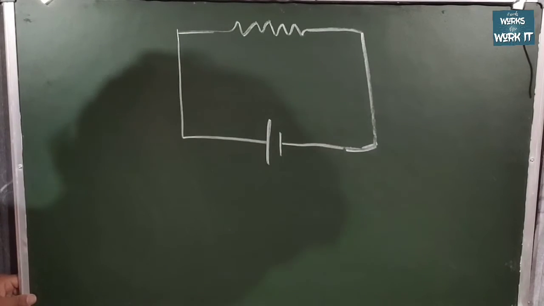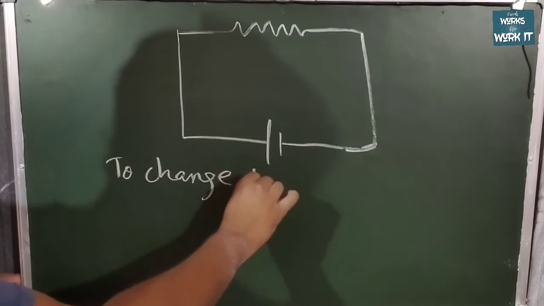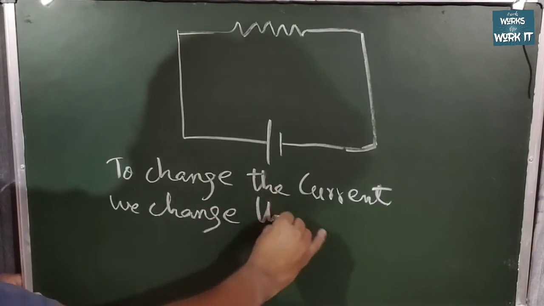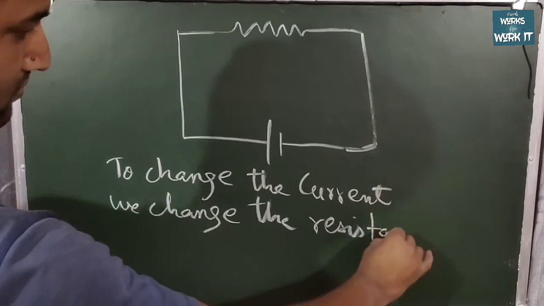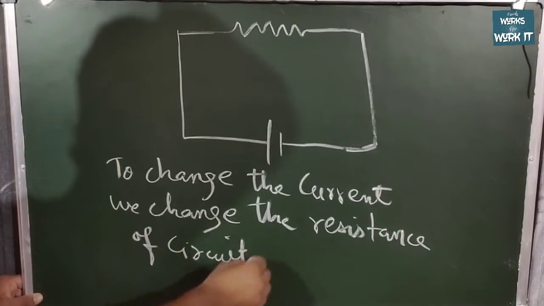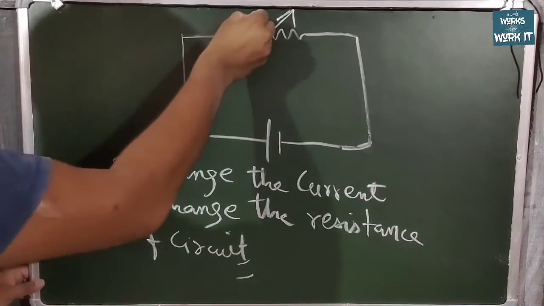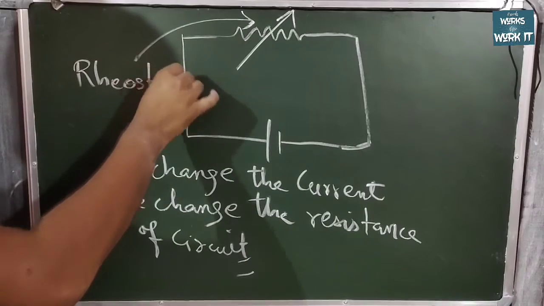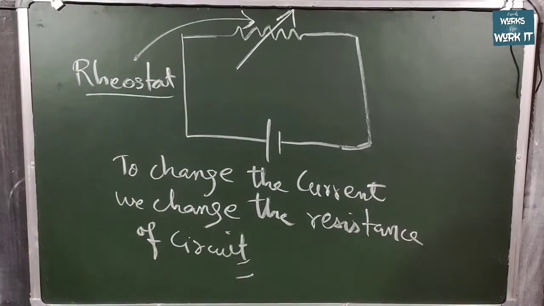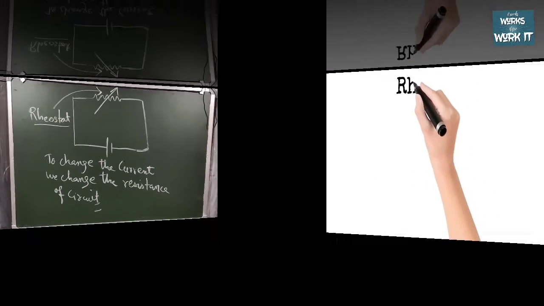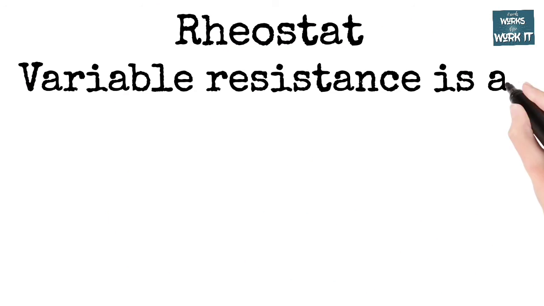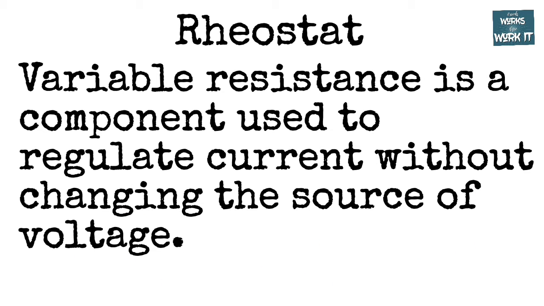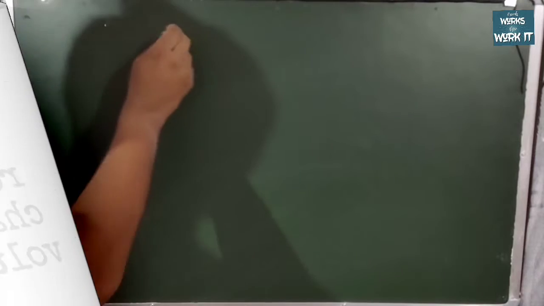Suppose it is a circuit where some amount of current is flowing through it with some voltage. So in order to change the current in the circuit, we need to change the resistance of the circuit. This change in current is controlled by an instrument called the rheostat. A rheostat is a variable resistance, a component used to regulate current without changing the source of voltage.